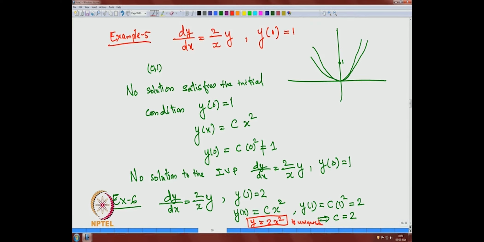So, this example, the same problem with a different initial condition dy by dx is equal to 2 by x into y with a different initial condition y at 1 is equal to 2 has a unique solution. So, same differential equation which is giving rise to 3 different situations where no solution, and where there is unique solution, and also there is infinitely many solutions.